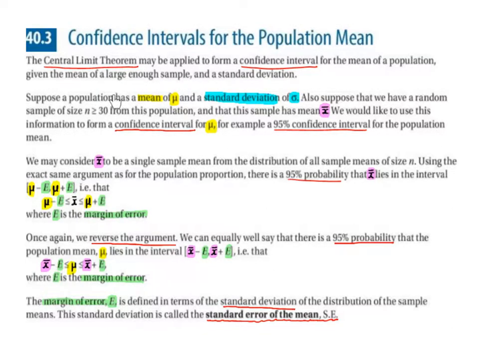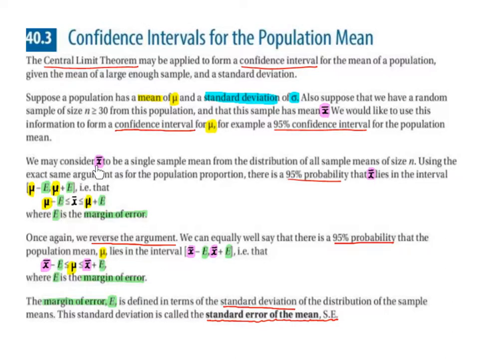Suppose a population has a mean and a standard deviation. Also suppose that we have a random sample of size n greater or equal to 30 from this population, and that the sample has a mean of x bar. We would like to use this information to form a confidence interval for the mean, for example, a 95% confidence interval for the population mean.